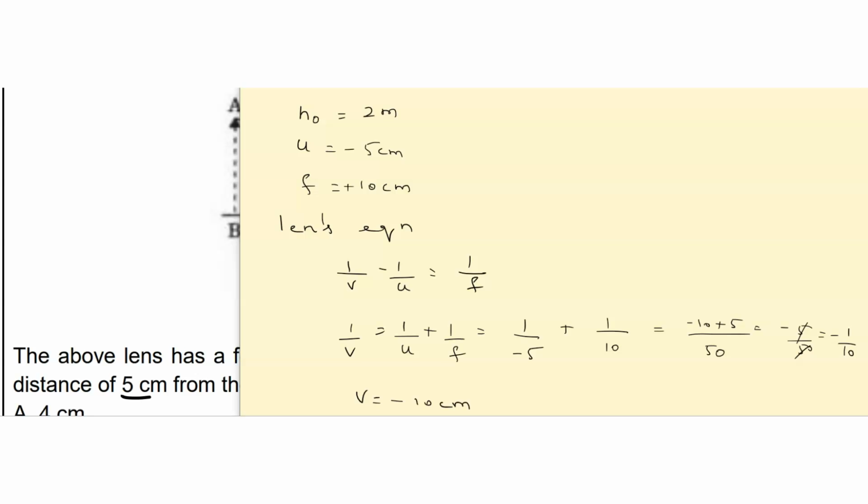Okay, so what does this mean? If V is negative, then your image is formed on the same side of the lens. In the case of a convex lens, V will be negative only if the image is virtual and erect. In most cases of a convex lens, you will have the image formed on the right side. But in this case, we are getting V to be negative 10. That means the image is virtual and erect.